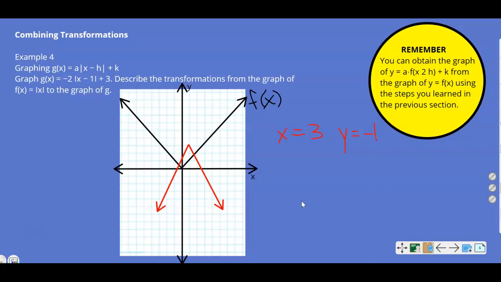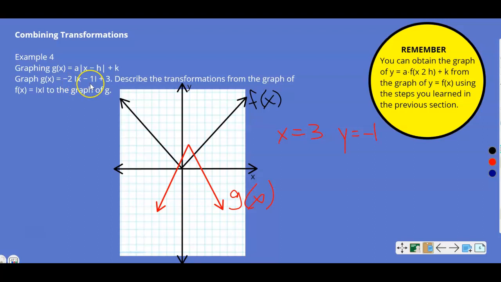All right, now if you want to describe the transformations from the parent function to g of x, we know that the negative is a reflection across the x-axis, so that's why the g of x is turned upside down. So that is a reflection. We know that the 2 is a vertical stretch. So this is a reflection, and this is a vertical stretch by 2.